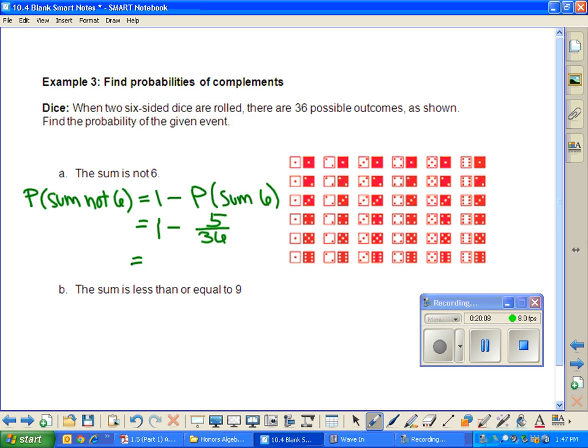So now we need a common denominator. Well, 1 is just like 36 over 36. Subtracting off 5 over 36, we're left with 31 over 36 as the probability of the sum not being 6. That's about 86% chance. There's some rounding involved. But that's a really high chance that that would occur. And if you think about it, that makes sense. Only 5 out of these 36 give you a sum of 6. So you have a really good chance of picking any of those other 31 options.